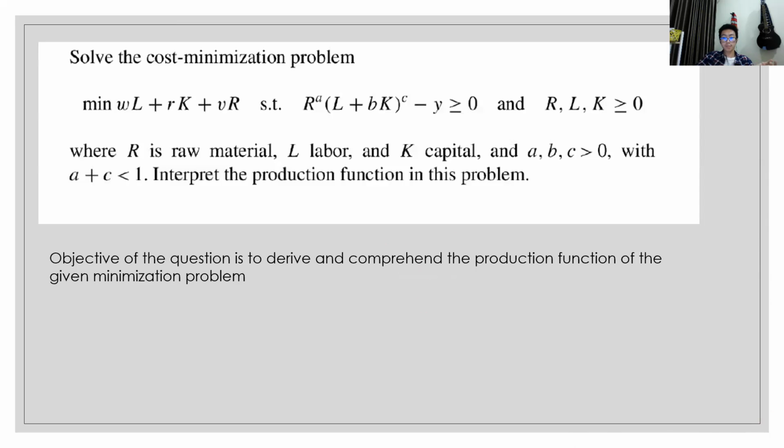Moving on to question number 3, we are required to solve the minimization problem of this firm's production function with this constraint, where R is raw material, L is labor, and K is capital. The objective of this question is to derive and comprehend the production function of the given minimization problem.